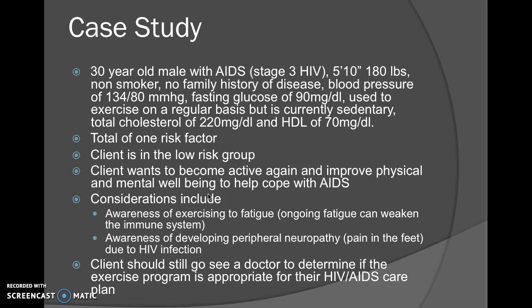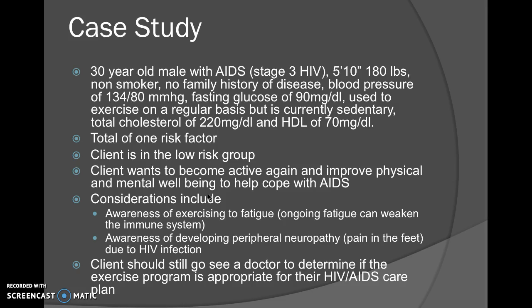So now we'll look at a case study here. Here we have a 30-year-old male who has AIDS. He is 5'10", 180 pounds. He's a non-smoker with no family history of disease. Blood pressure is 134 over 80. Fasting glucose is 90 milligrams.